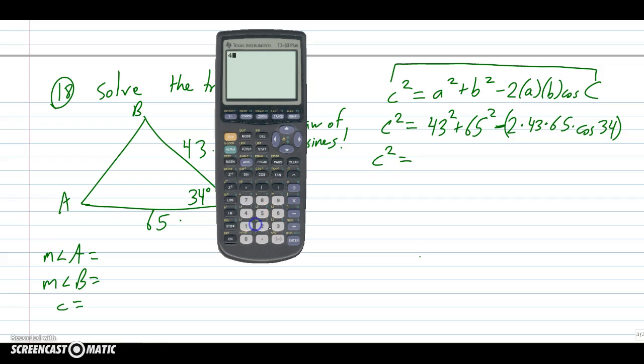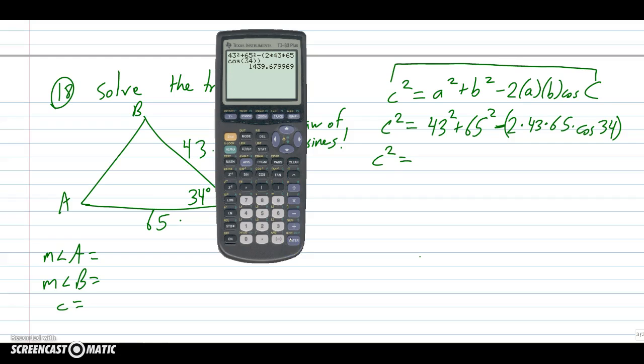So here we go. 43 squared plus 65 squared. While I'm typing this in, it's very important that I remind you, most of this is just calculator work, okay? It's the setup. If you set it up wrong, then the entire problem is going to be wrong. And just be careful that you don't accidentally mistype, okay?